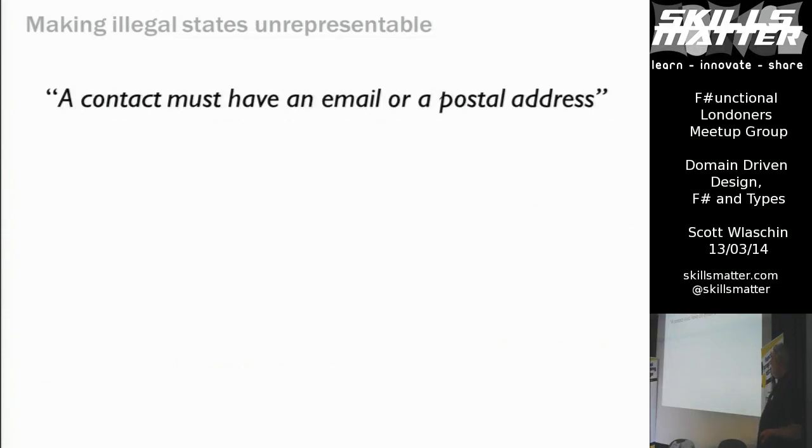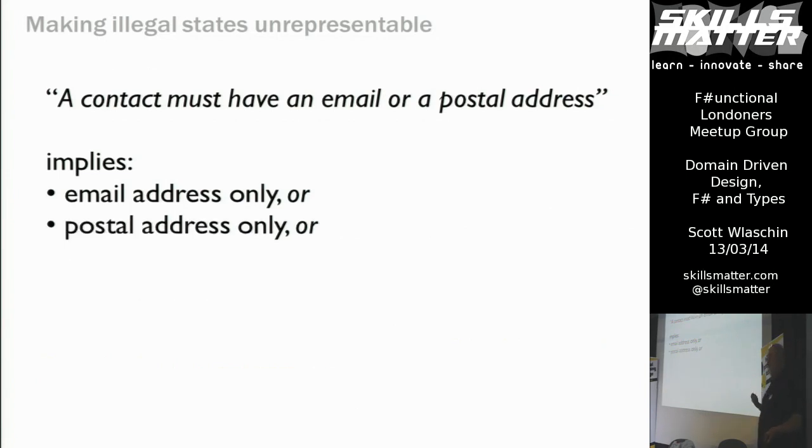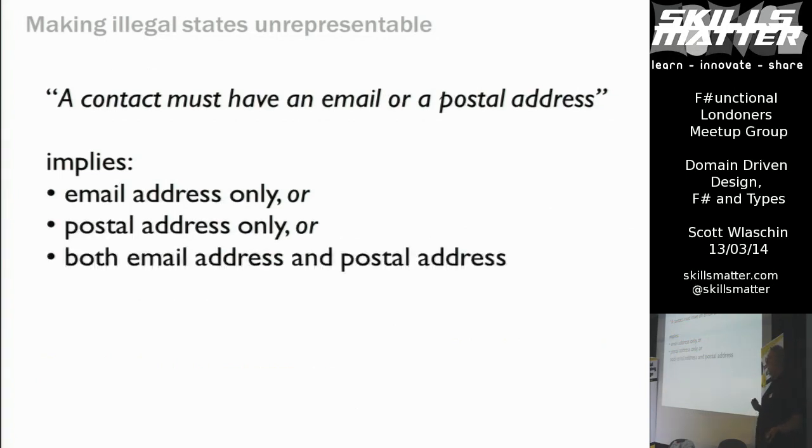What does this mean? A contact must have an email or a postal address. That means they have an email address only, or they have a postal address only, or they have an email address and a postal address. That's it. There are only 3 possibilities, right? Not 4. All right? So how can we encode 3 possibilities using our type system?